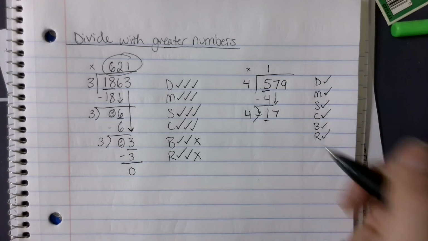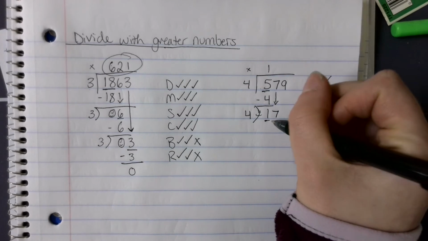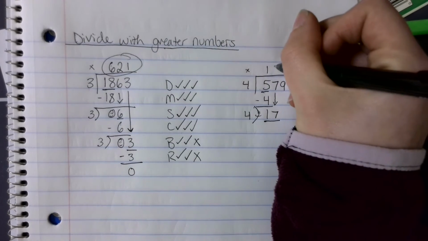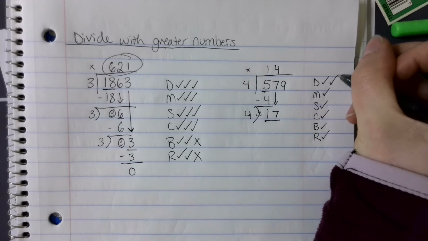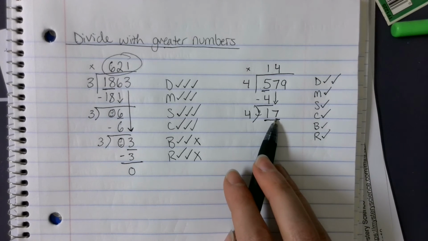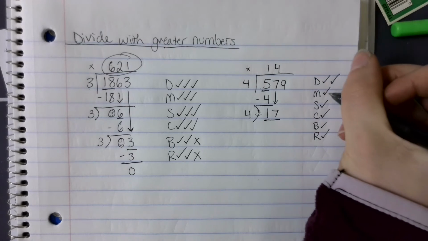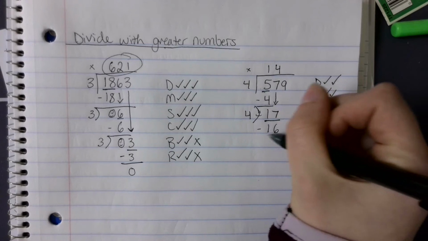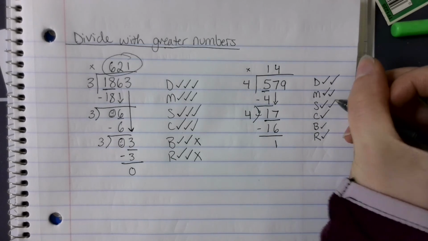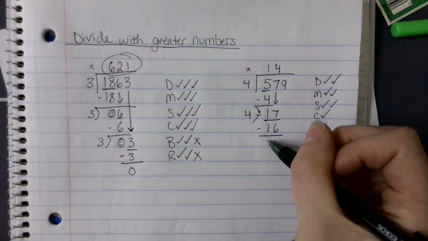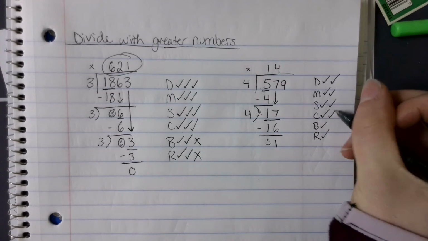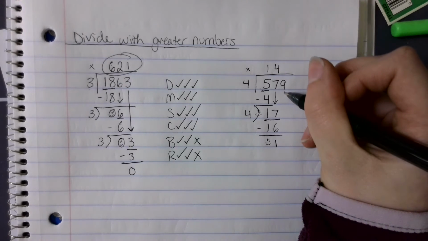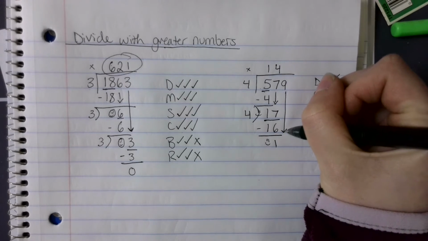Okay, can 4 fit into 1? No, because 1 is less than 4, but 4 can fit into 17 if it's in 4 times. So we divided. I know that 4 goes into 17 4 times because 4 times 4 is 16. Subtract. 17 minus 16 is 1. Check. Is 1 less than 4? Yes, it is. Do I have anything to bring down? I haven't used my 9, so I'm going to bring it all the way down.